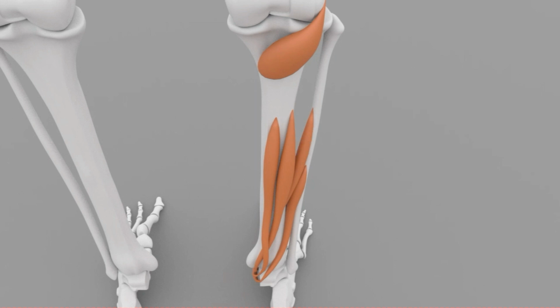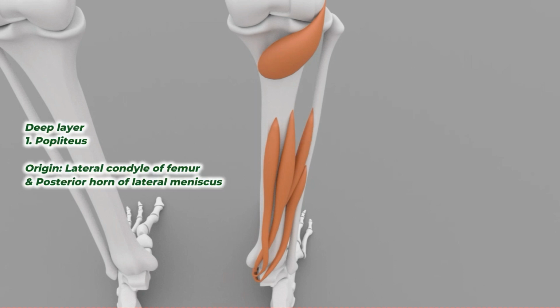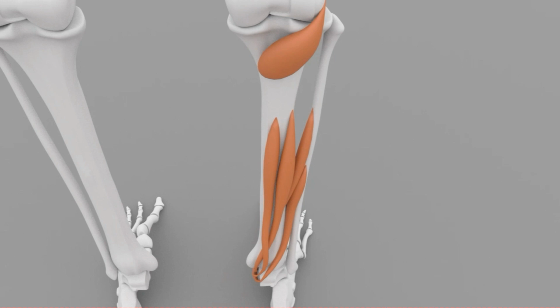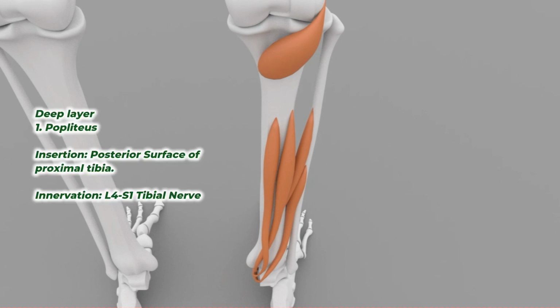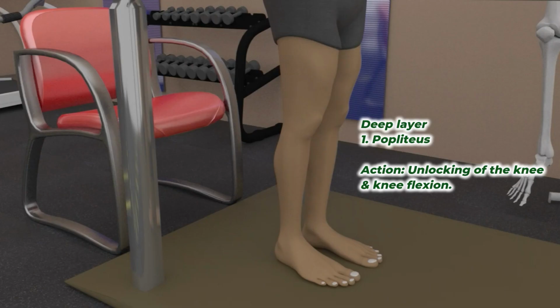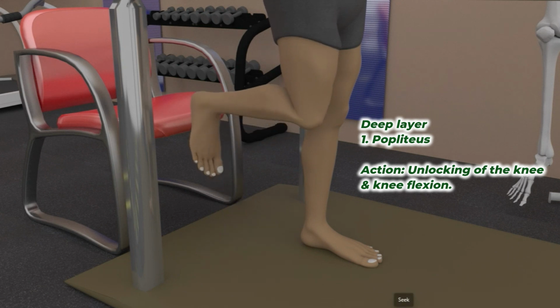The most superficial will be the popliteus muscle, which originates from the lateral condyle of the femur and posterior horn of the lateral meniscus. It inserts at the posterior surface of the proximal tibia and is innervated by the L4-S1 tibial nerve. It performs unlocking of knee flexion.